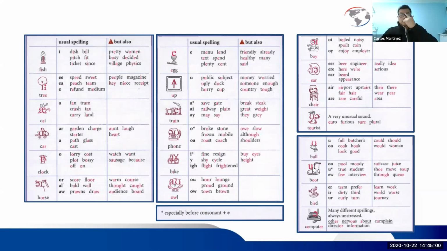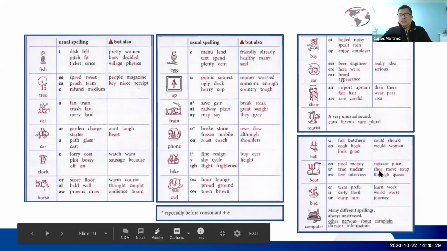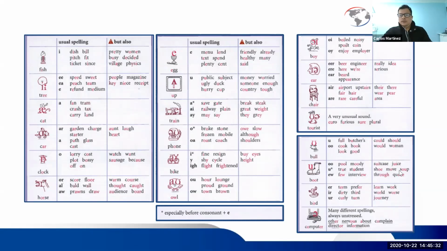Now we have the long U, like boot. Again, we have the double O, like pool or moody. How do you know? You need to practice and you need to memorize. The U, when it's consonant E, like true, or student. Then we have the EW, few, interview, and other situations like suit, juice, shoe, move, soup, screw, and queue. Queue is like a line you make when you go to the supermarket. So these sounds are the sound of the long U.